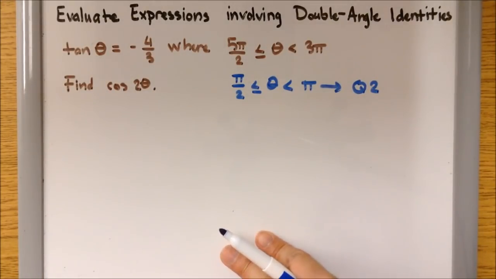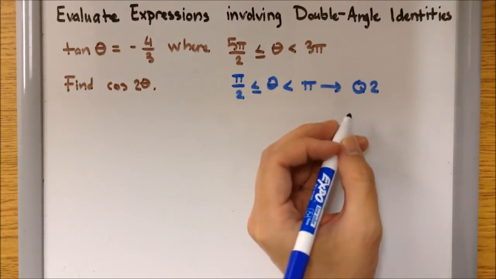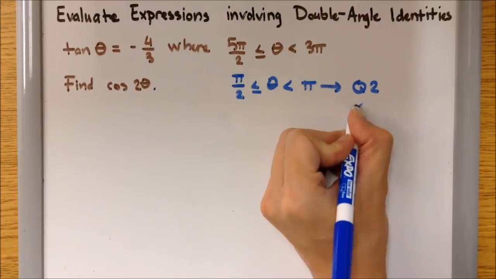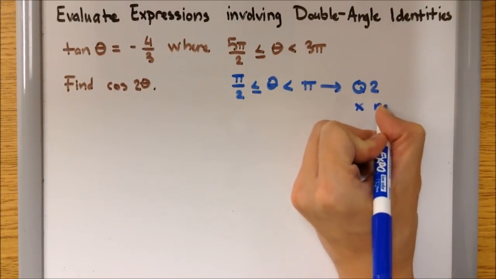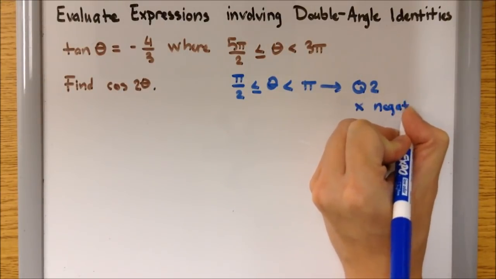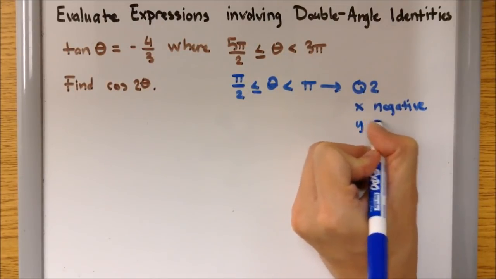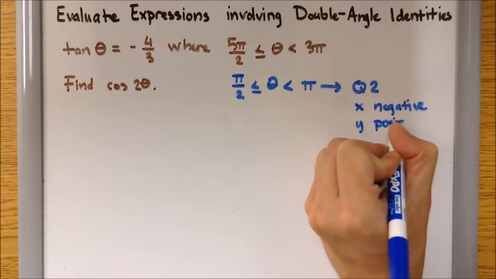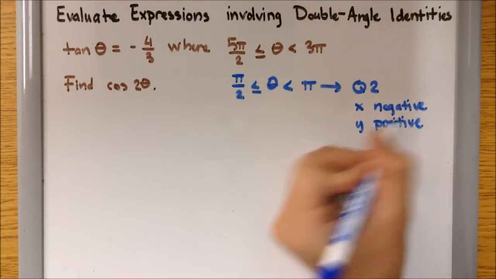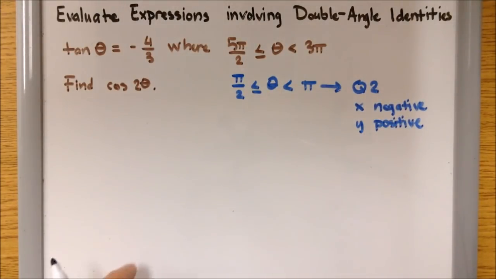Alright, since the angle is in quadrant 2, that means, what I referred to in the previous section, the signs of x and y. In quadrant 2, x is negative and y is positive. That will help you determine the sign given your values.